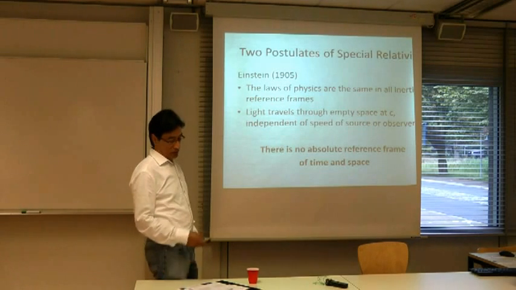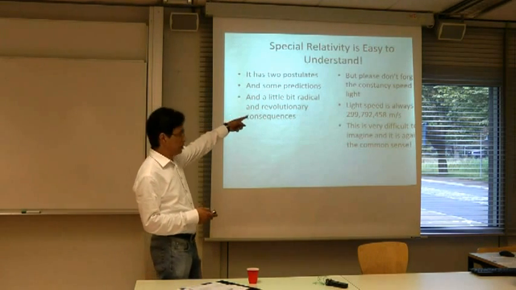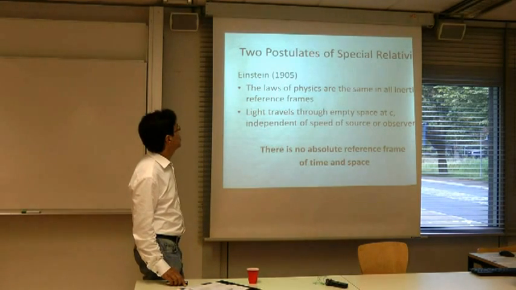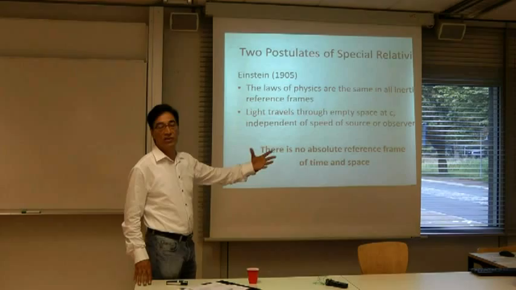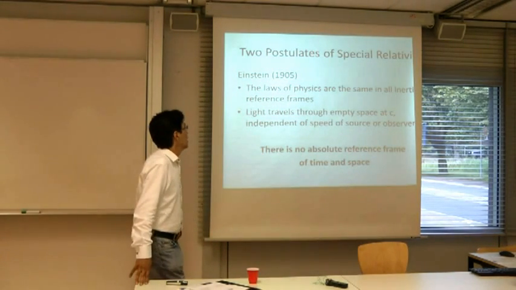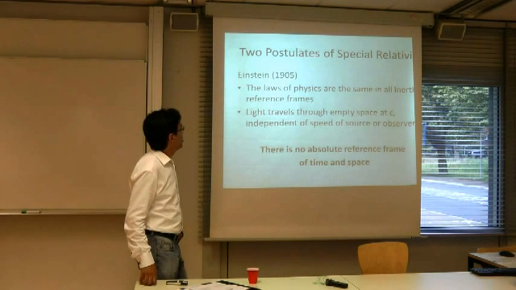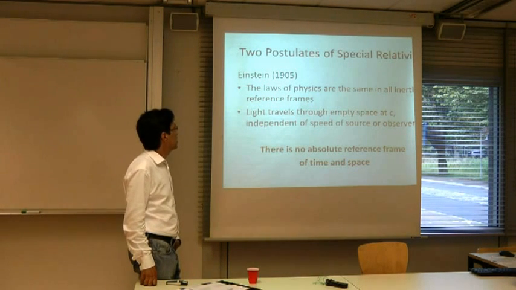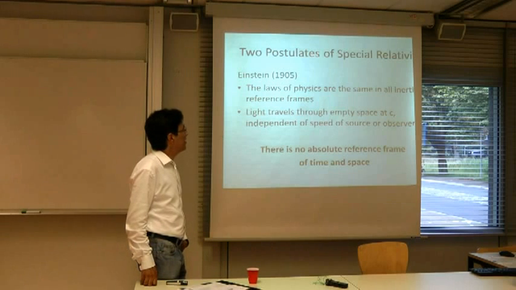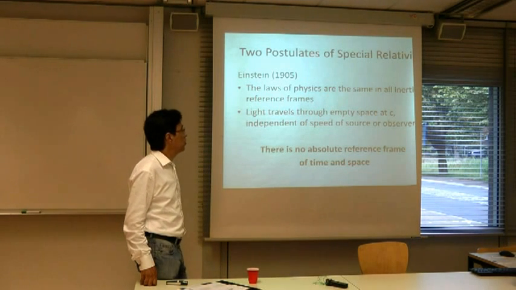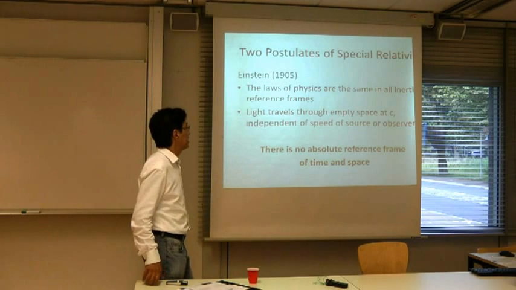Two postulates. It has two postulates. Then what are those two postulates? It was in 1905 that Einstein wrote that paper that you know. The laws of physics are the same in all inertial reference frames. The second one is light travels through empty space at c, independent of the speed of source or observer. These are the two postulates of special relativity. There's no absolute reference frame of time in space.